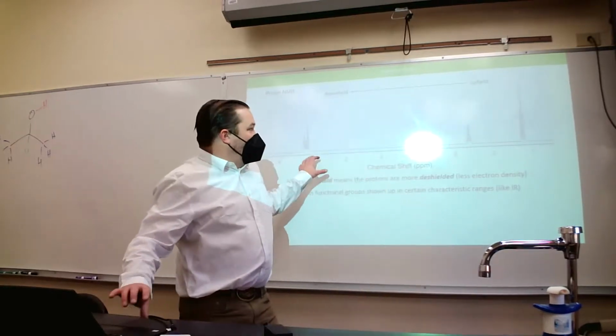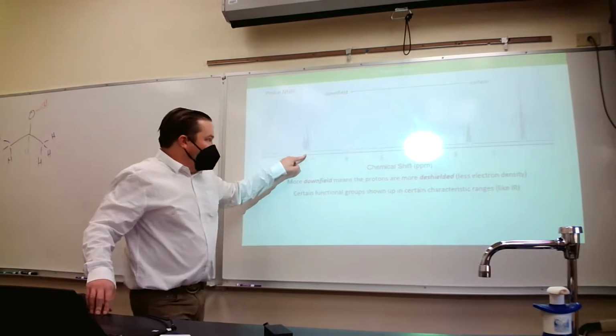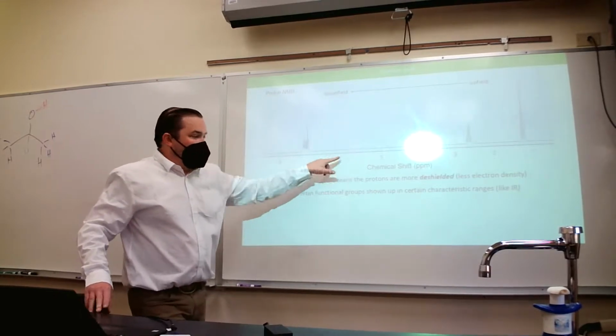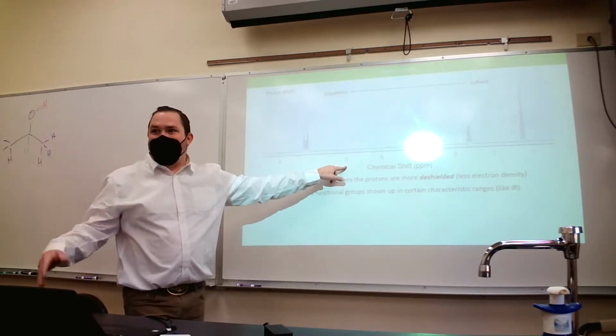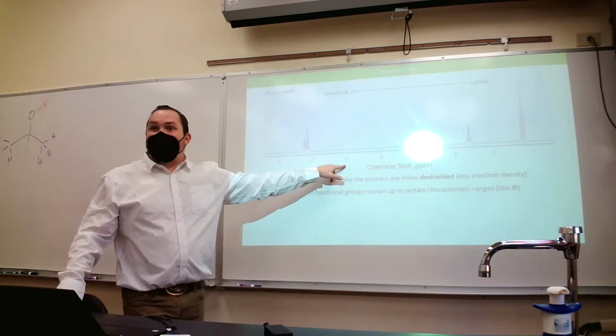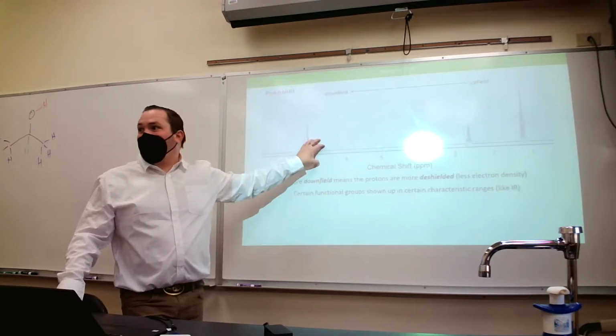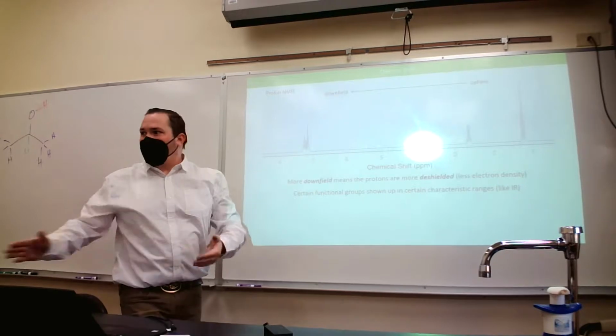So the integration is going to play a role, and basically this should be a red flag, not like it's a bad thing, but like it should stick out. When you've got a bunch of things on top of each other between 6 and 7, it's almost always a benzene ring.